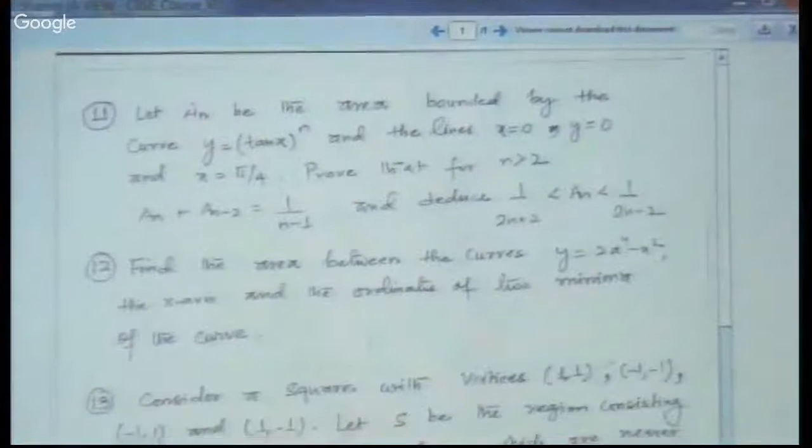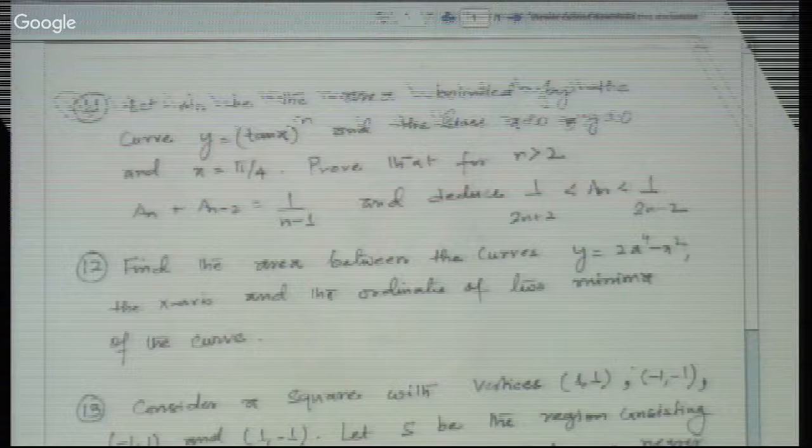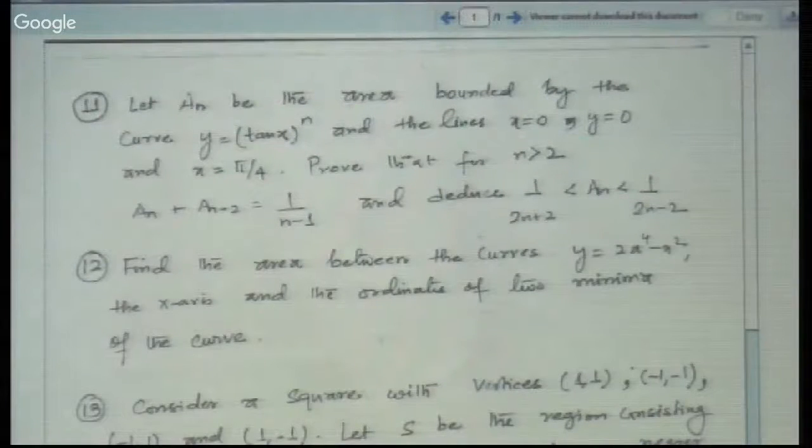Okay, it's a good question. Let an be the area bounded by the curve y is equal to tan x to the power n, and the lines x is equal to 0 and y is equal to 0. Obviously, it means it is talking on the first quadrant, right? And prove that for n greater than 2, an plus an minus 2 is equal to 1 upon n minus 1, and deduce 1 upon 2n plus 2 is lesser than an is lesser than 1 upon 2n minus 2.